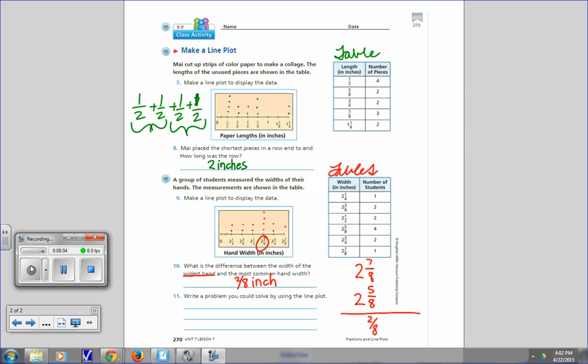Write a problem you can solve by using this line plot. So I'd like you to try this and then bring it in and see if we can try to solve it. And really, that's the long and the short of this lesson, is just knowing how to read a line plot and do something with the information. So bring in your word problem tomorrow. See if you can stump me or stump somebody in your math group by using this hand width line plot. And I will see you tomorrow.